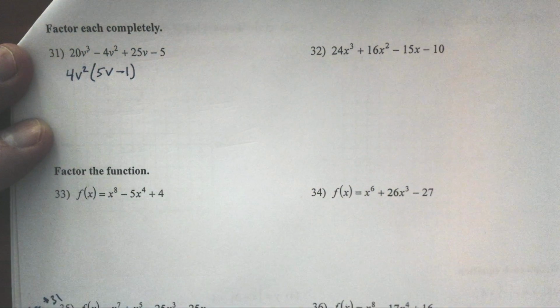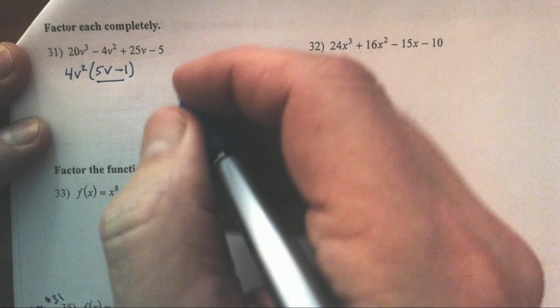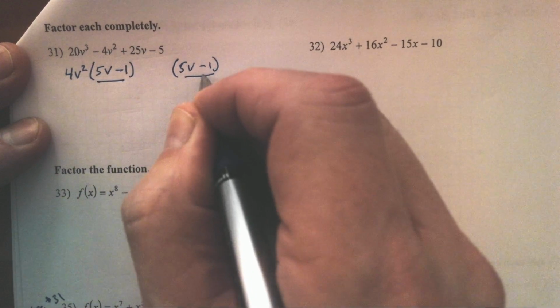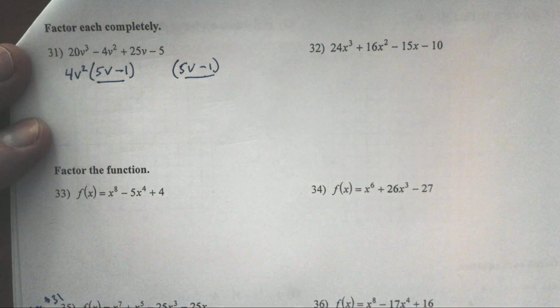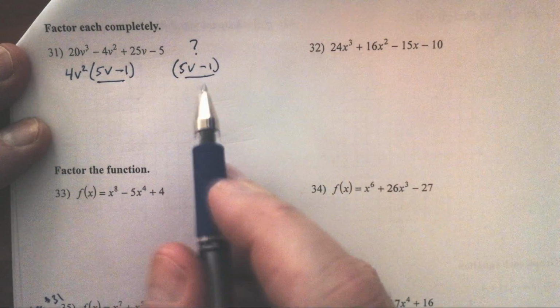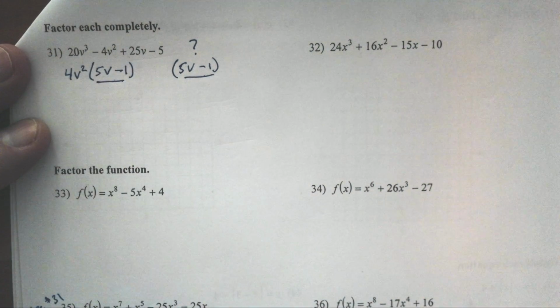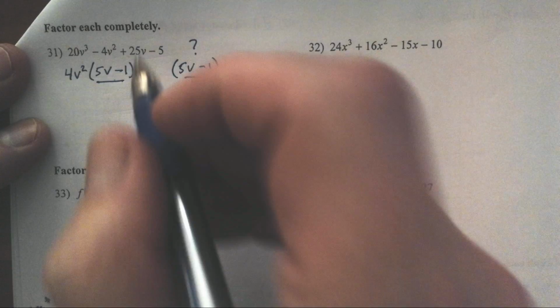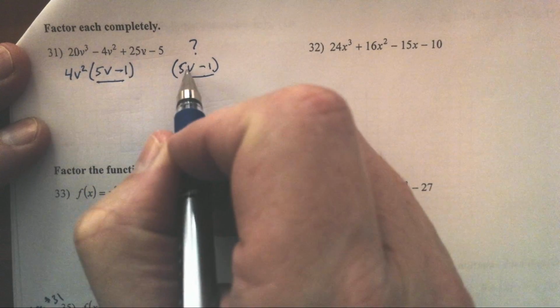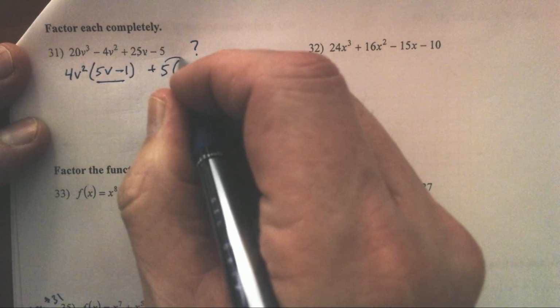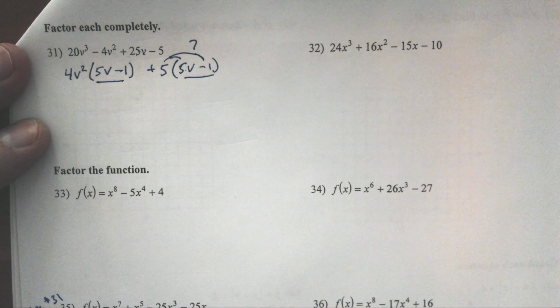Now the whole key to factoring by grouping is now I have to do whatever I can to try to get this to match that. If I can't do it, and I'm not suggesting I can right now, if I can't do it, then I'm going to have to try to group a different way, or perhaps this isn't factorable. So if I have a 25v and I want to get to 5v, I must have factored out a positive 5. And I see that that works.